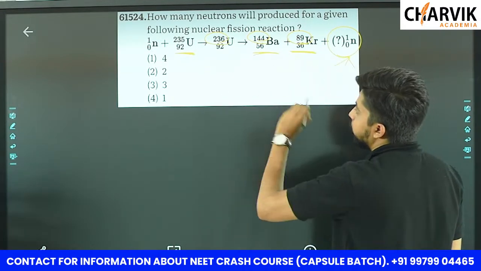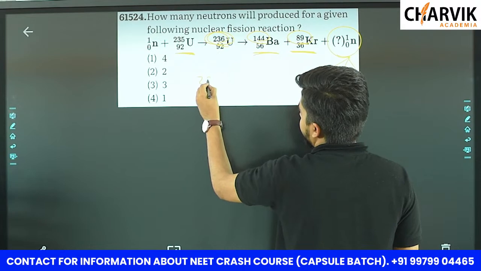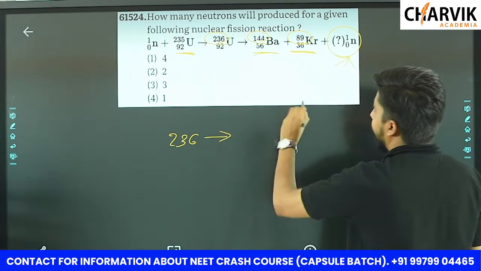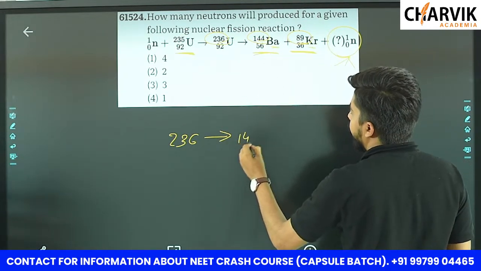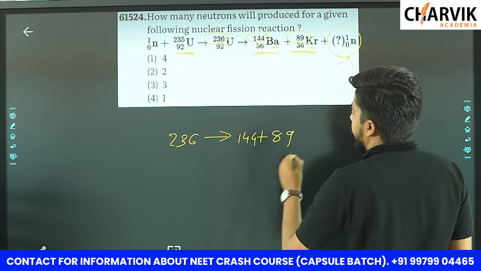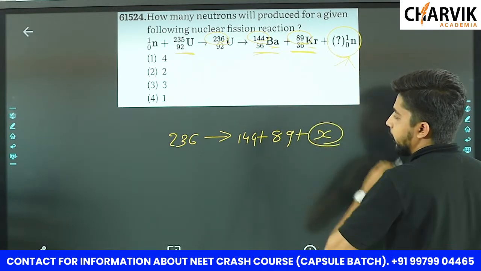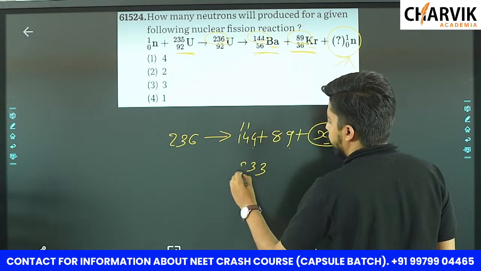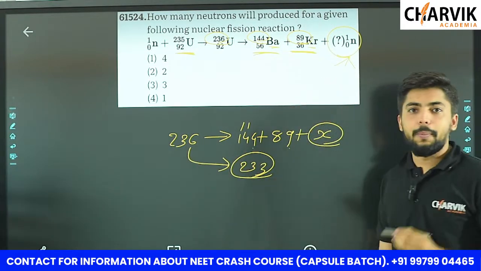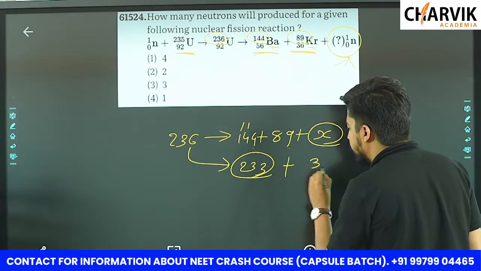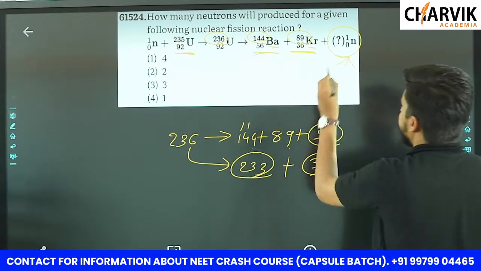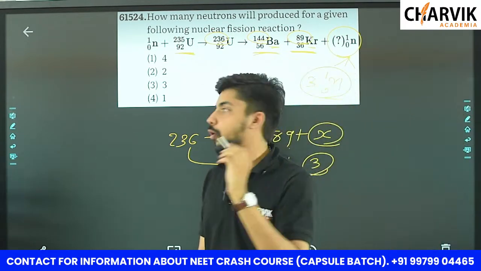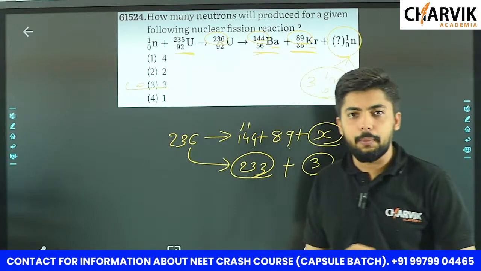So let us solve this question. We have atomic mass 236. Let me write here. On the other side, from barium and krypton we are getting 144 plus 89 plus something we don't know. So 144 plus 89 is 233, and to balance this number we need to add 3 more atomic mass. That means there will be 3 neutrons, 0, 1. So we are getting 3 free neutrons from this process. So your correct answer will be option number 3.